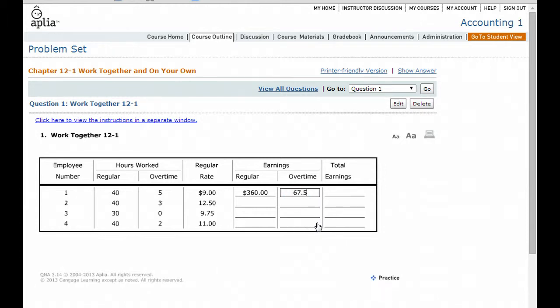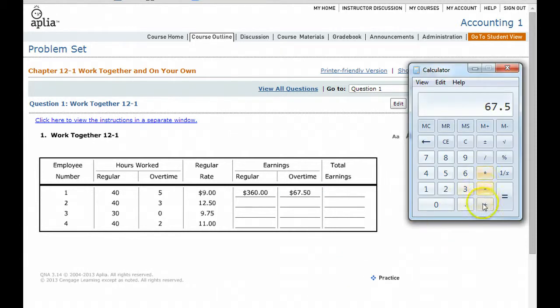Now, to calculate the total amount of earnings is very simple. You're going to take both of these numbers and add them together to get your total earnings. So when we do that, I'm going to take my calculator here and add $360 and $67.50. I get $427.50.